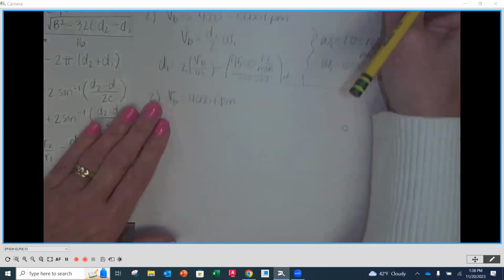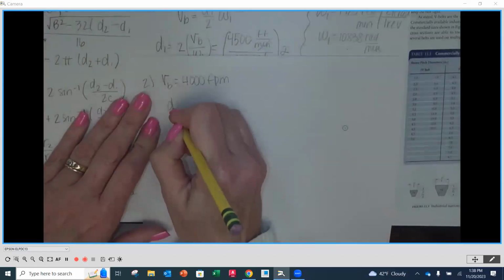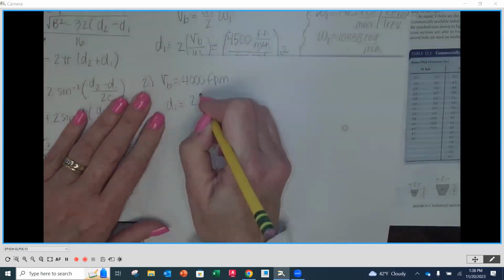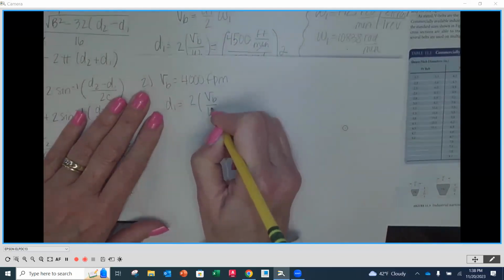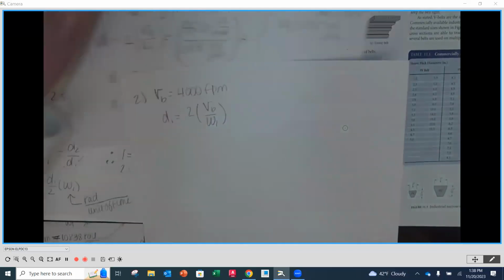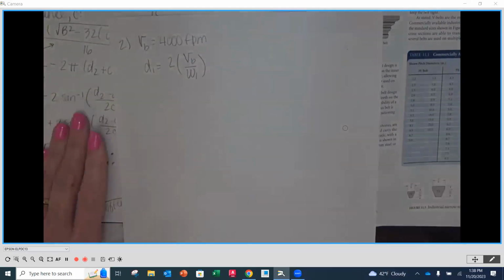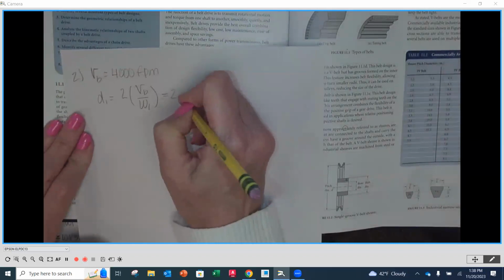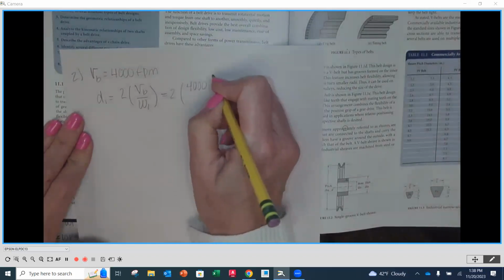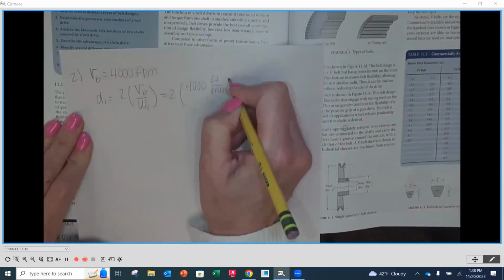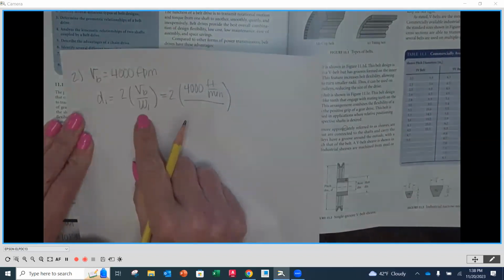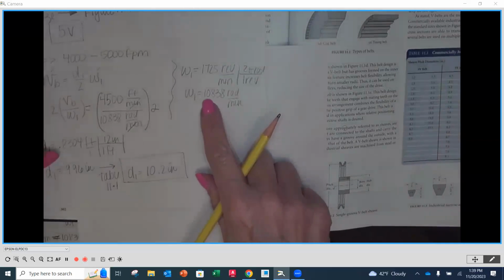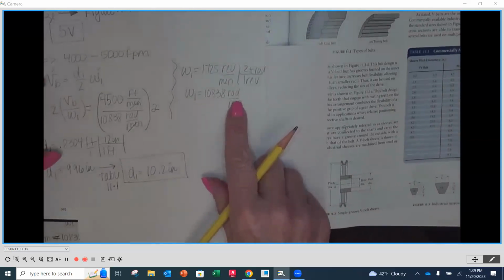So now we're gonna use this equation that we rearranged. D1 is equal to 2 times VB divided by W1. Okay, and we'll start there. Now remember, in this equation, this W has to be in radians per minute. And we did calculate the radians per minute before, so you don't have to rewrite that calculation. We know it to be 10,838 radians per minute.